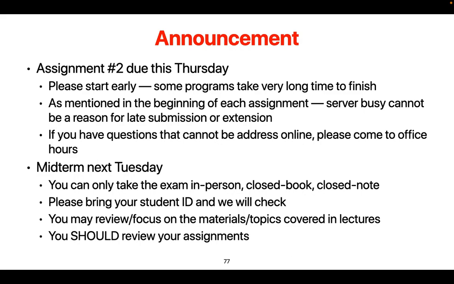Here's the thing. We will have an assignment to do tonight. Start early. If you haven't started, start now. And if your question cannot be addressed online, we have office hours. That's why they are there. And the midterm is next Tuesday. You can only take the exam in person. It's closed book, closed note. We will check your student ID. If you don't have your student ID with you, we won't let you take the exam.